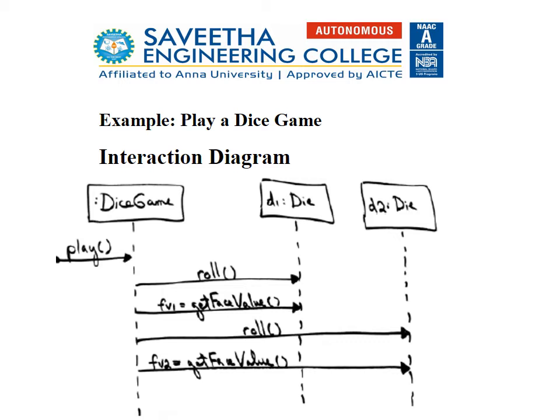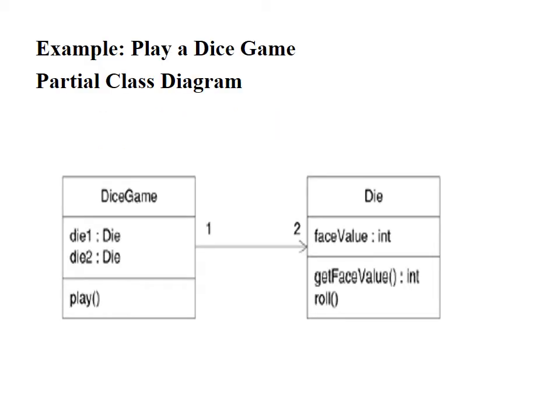Then the next player will roll the die. For him also the dice game will collect the face value. The interaction or sequence diagram has not stopped here. Again the dice game will calculate the face value. If the total face value is 7 or greater, then the corresponding player will be announced. But here in this diagram we have shown only a few interactions among the conceptual classes.